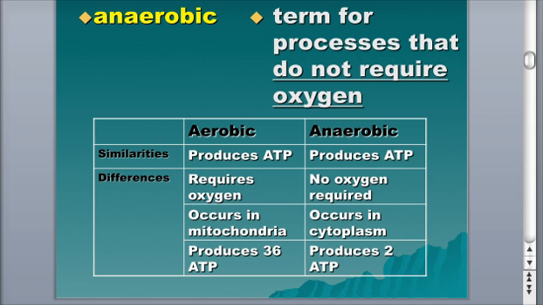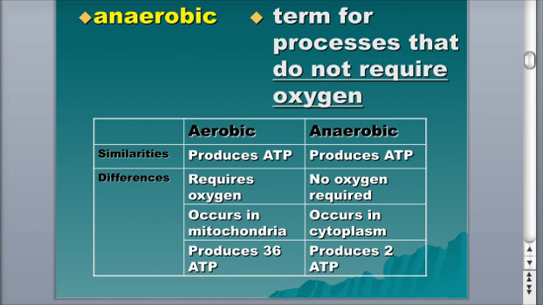First off, we do need to compare aerobic and anaerobic processes. Anaerobic is a process that does not require oxygen. Aerobic requires oxygen. And I'm going to stay on this slide for a few seconds because there's quite a lot to fill in. How are aerobic and anaerobic processes similar? They both produce ATP. However, there are several differences.